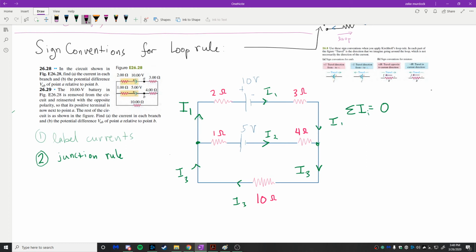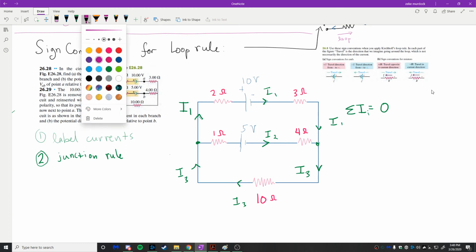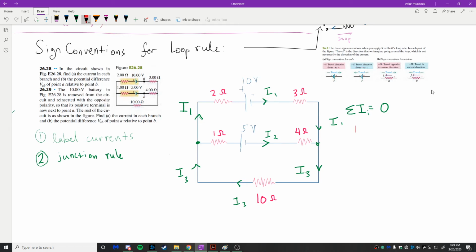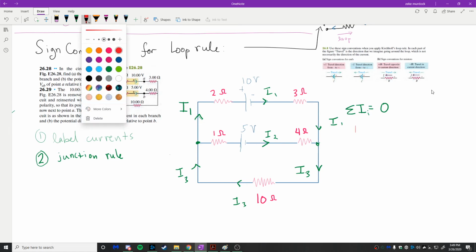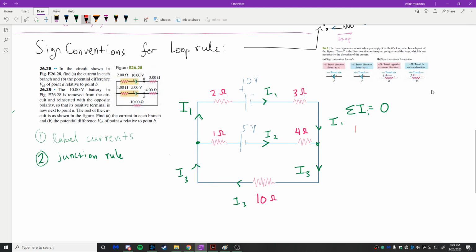Maybe we use a different color for the work that we're doing. I'm so far zoomed out, it has to be thick. Okay, so at this junction, we have I3 coming in. So that's I3 plus, I1 is going out and I2 is going out. So it's going to be negative I1 and then negative I2. And those should all add to 0. That's one of our equations.